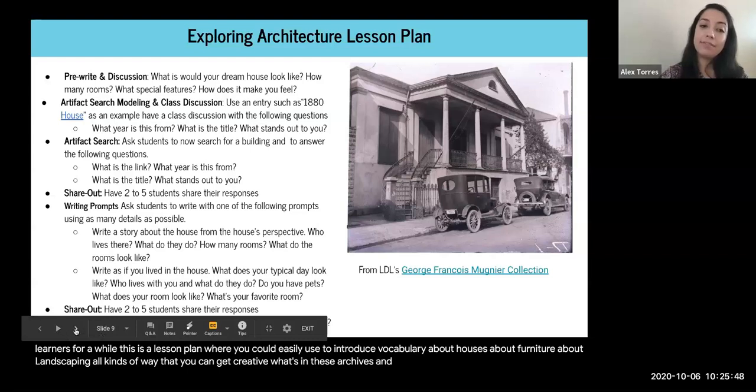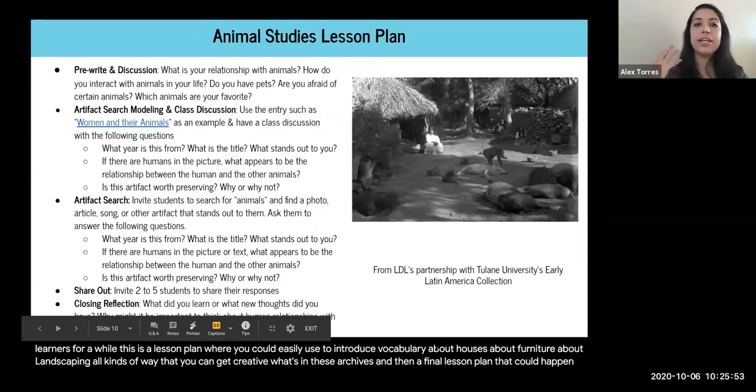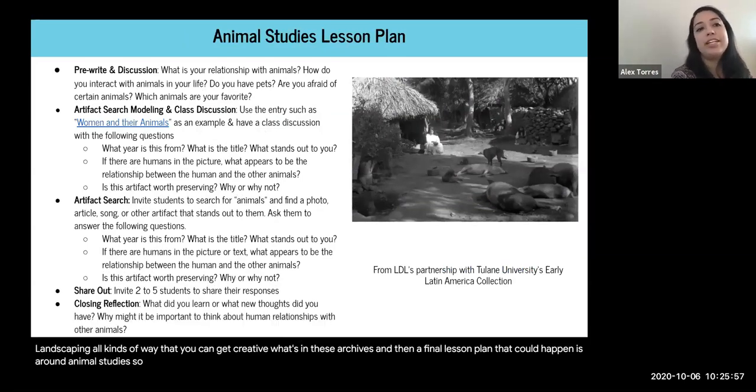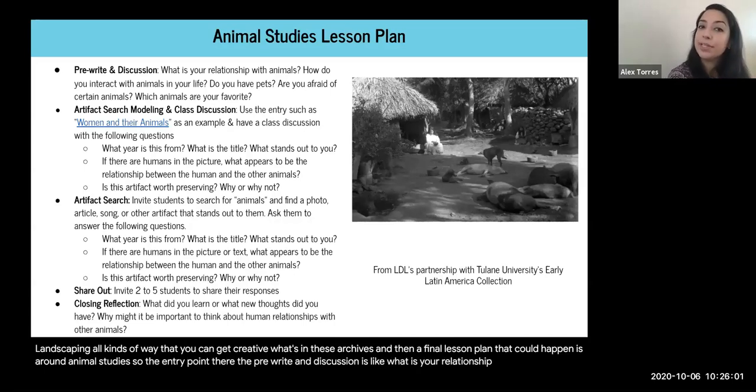And then a final lesson plan that could happen is around animal studies. So the entry point there, the pre-write and discussion, is: what is your relationship with animals?